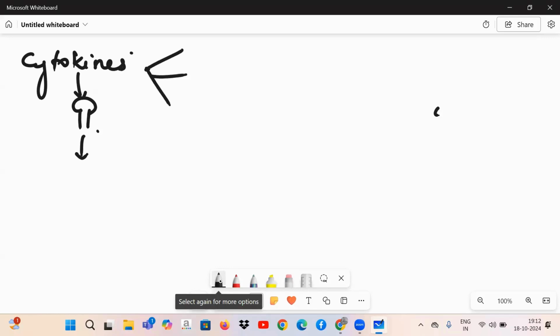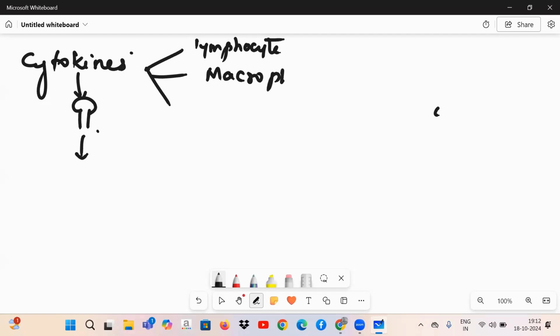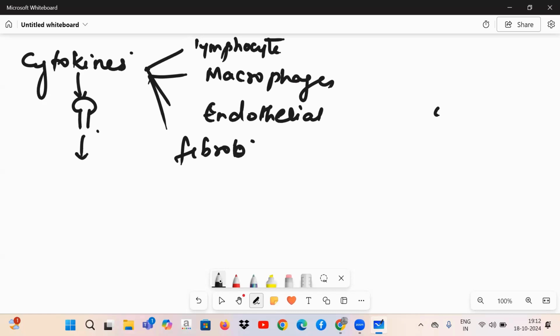When I talk about cytokines, they also have some receptors on the target cell. They bind to the receptors on the target cell and they catalyze a series of reactions. So what are the different kinds of cytokines that we have? On what all do they act? Cytokines can act on a lymphocyte, which is a WBC, right? They can act on macrophages, endothelial cells, which are present in skin and all those things, and fibroblasts. So these are their target cells. Cytokines can only act on such target cells.